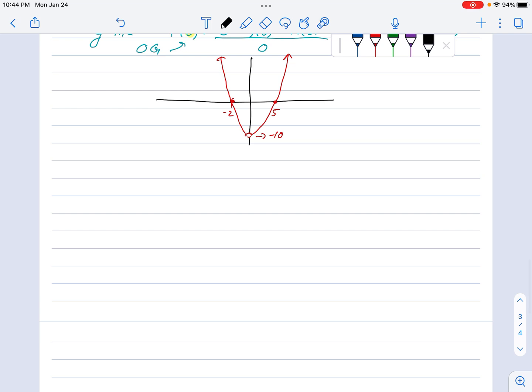I'll do one other quick one. If I take a function, I'll make it a little bit easier. I'll do x squared minus 2x, I'll make that a plus, minus 15, and I'll make this over an x minus 3.